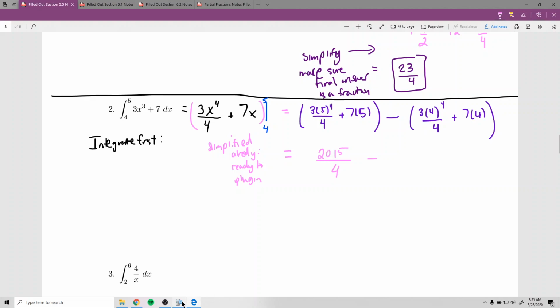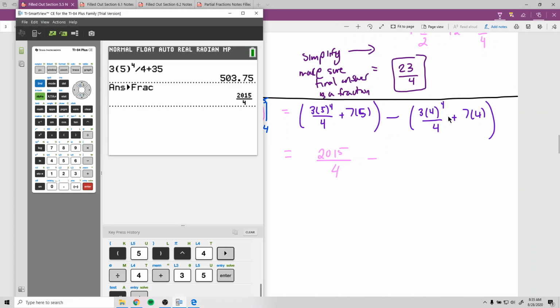Just keep the fraction as you go. Makes it a lot easier when you're at your final stage. And then the second one, I'm going to hit second enter to get back up to there, so I don't have to type it all in.